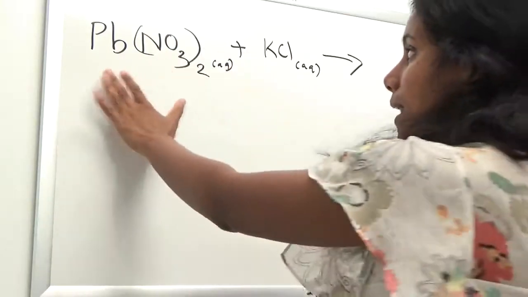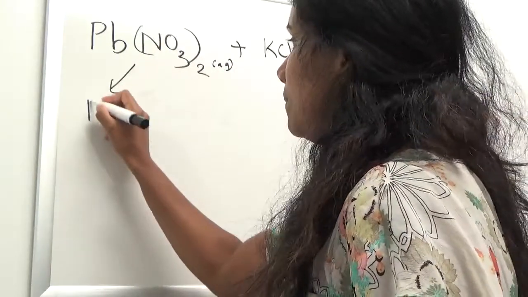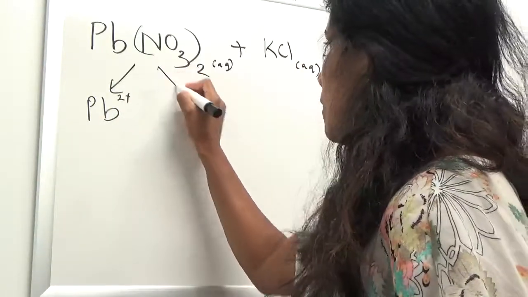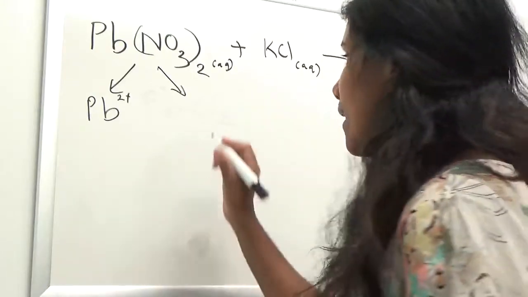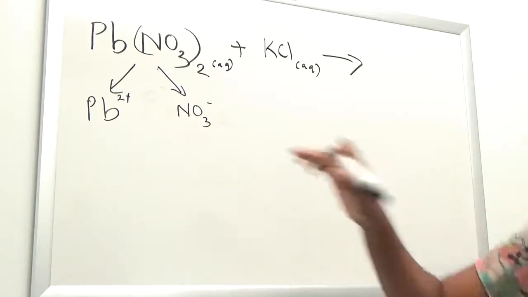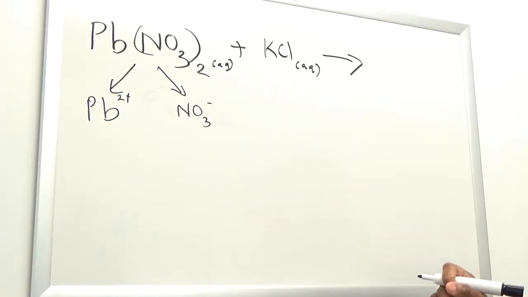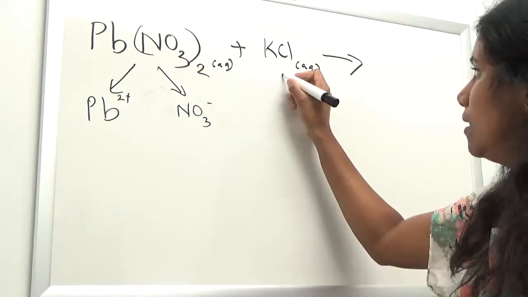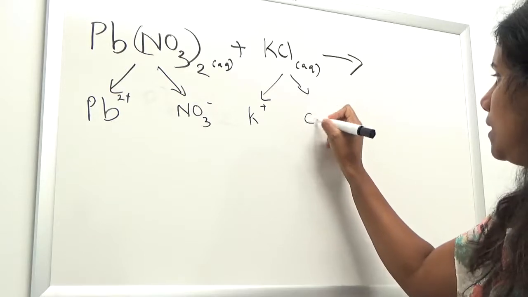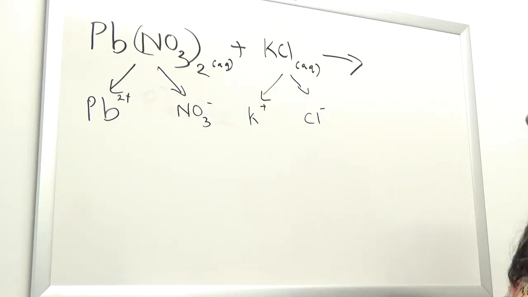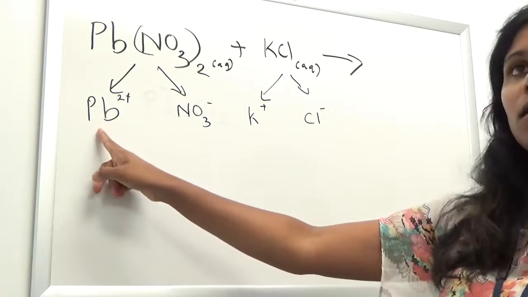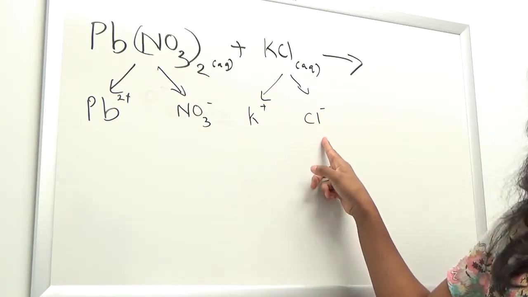So in lead nitrate, I can write Pb2+ as the cation. And what is the anion? It's the polyatomic anion nitrate, NO3-. Then I look at potassium chloride. What is the cation? K+ is the cation, Cl- is the anion. Once you identify the cation and anion of each, the cation of one species goes with the anion of the other.